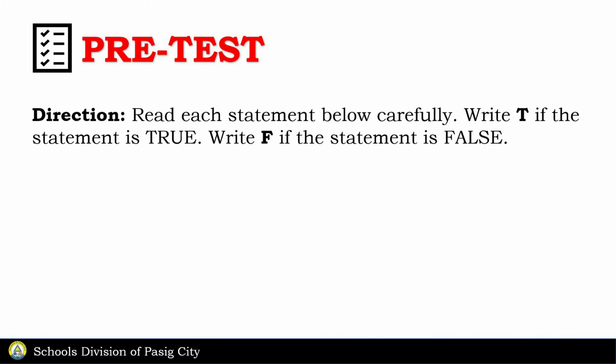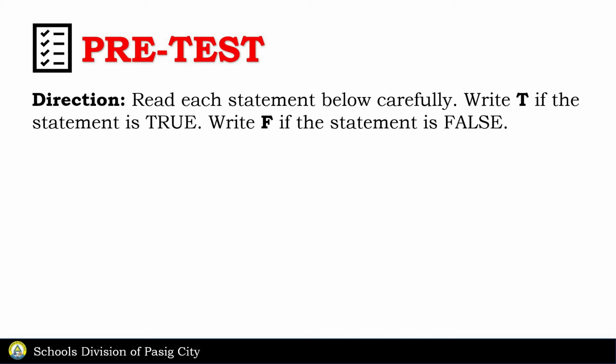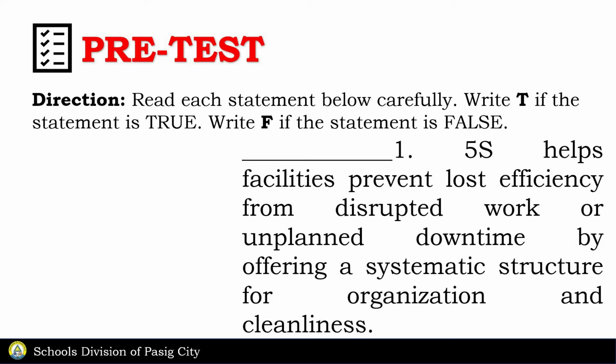Before we proceed with our topic, let's have first our pretest. All you have to do is read the statements below carefully. Write T if the statement is true, and write F if the statement is false. I'll be giving you 5 seconds to think of your answer. Question number 1. 5S helps prevent lost efficiency from disrupted work or unplanned downtime by offering a systematic structure for organization and cleanliness.